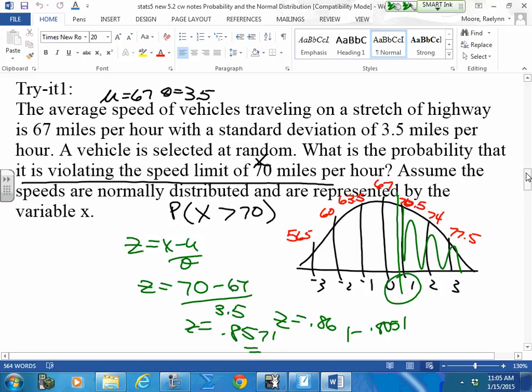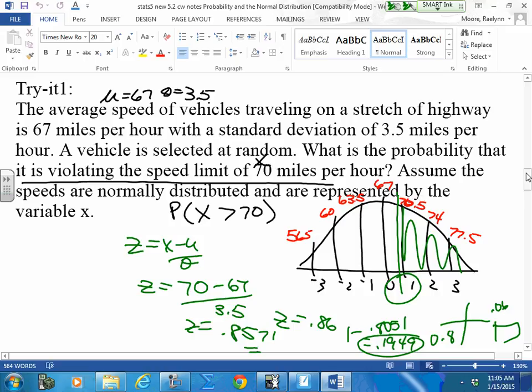Look up in your table 0.86. There's your table 0.8, and up here 0.06. See it? Probably you might be off at the decimal. And that's this area right here. Now, by looking at this, it can't be more than 50%, so we knew to subtract it. So 1949, is that it?